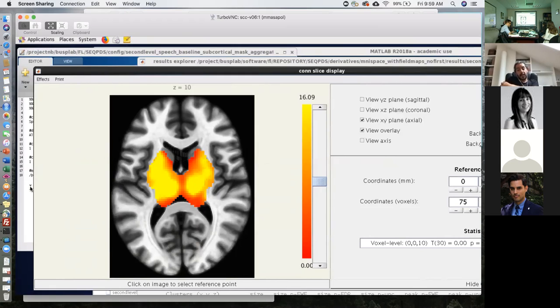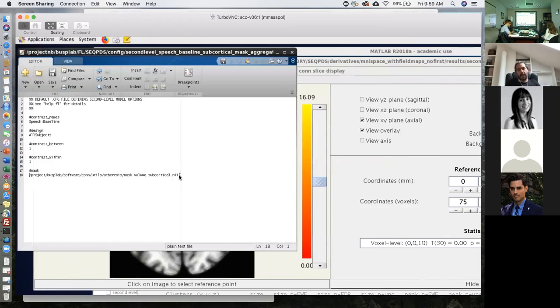But this effectively tells us that there is this one here. This is the exact same mask. I only changed the actual software itself so that when you run the second level analysis, it doesn't do this implicit masking. It just uses a more liberal form of masking.